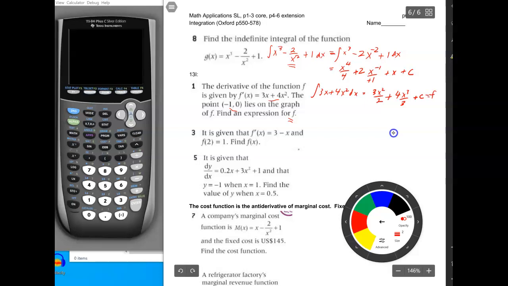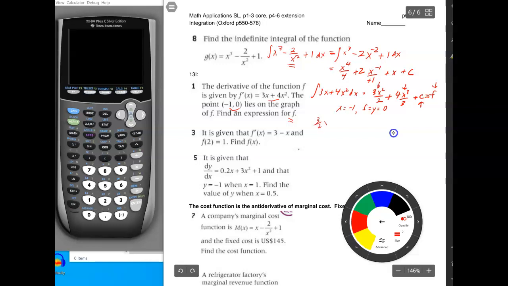Okay, and what we're going to do now is we're going to say, okay, what does this mean to say that the point negative 1, 0 lies on the graph of f? Well, remember, if they give us a point with coordinates negative 1, 0, that means when x equals negative 1, y equals 0. So when x equals negative 1, f or y equals 0. So basically what they're doing is they're giving us values to substitute in for x and f, and then we can use that to calculate what c is. Because remember, it's c all this time, we don't know what c is. Now we can actually figure out what c is. So let's write that down.